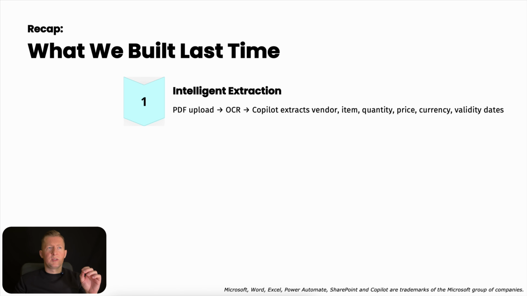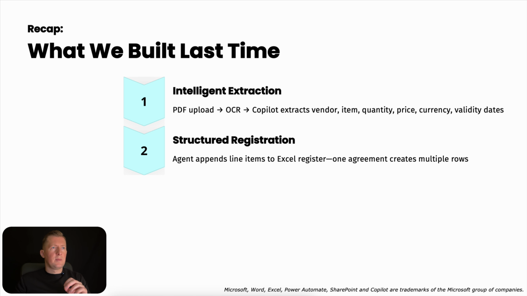We used OCR to get the text data and also the position of the text bounding boxes within this document. And with Copilot Studio, we extracted the name of the vendor, item name, item ID, the quantity, the price, currency, and the validity dates as well. Then we created a structured registration. The database is an online Excel table in this case, and that was the case last time as well.